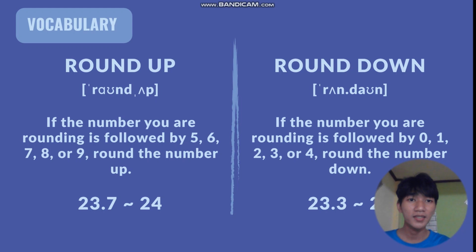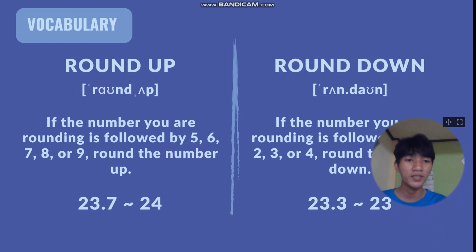And the right side is round down. If the number you are rounding is followed by 0, 1, 2, 3, or 4, round the number down. For example, we have 23.3. We're rounding it down to 23.